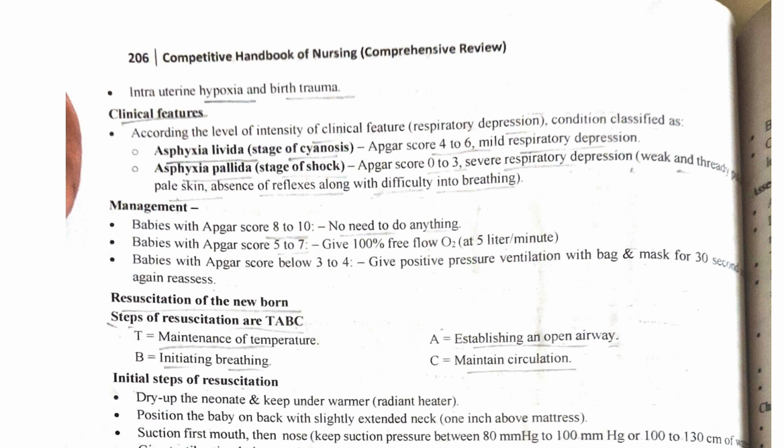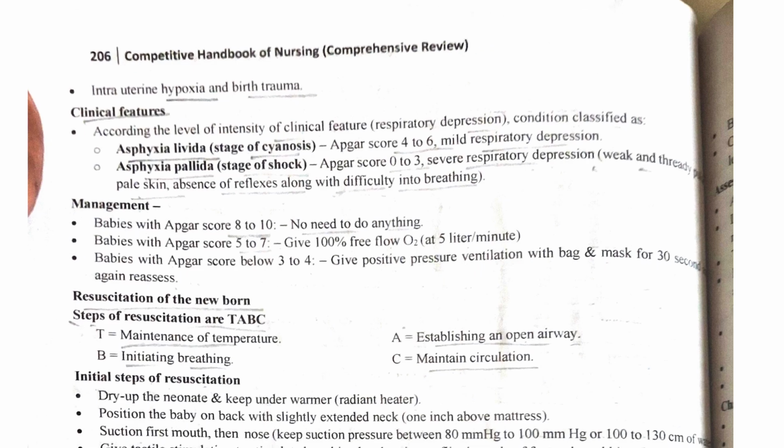Clinical features. According to the level of intensity of clinical features, respiratory depression is classified as asphyxia livida, the stage of cyanosis, Apgar score 4 to 6, mild respiratory depression. Asphyxia pallida, the stage of shock, Apgar score 0 to 3, severe respiratory depression, weak and slow pulse, pale skin, absence of reflexes along with difficulty in breathing.